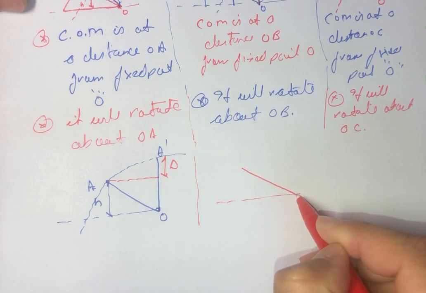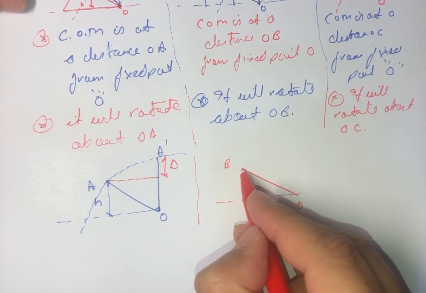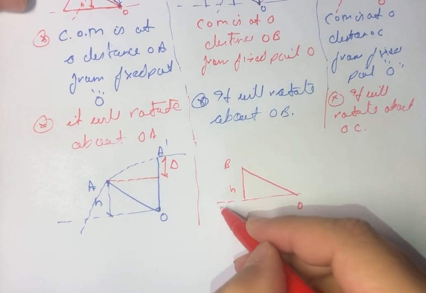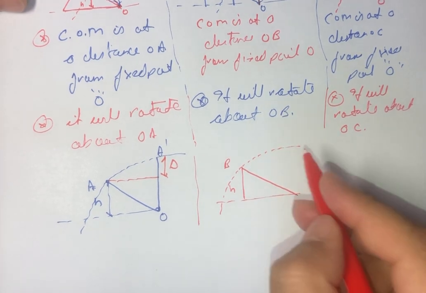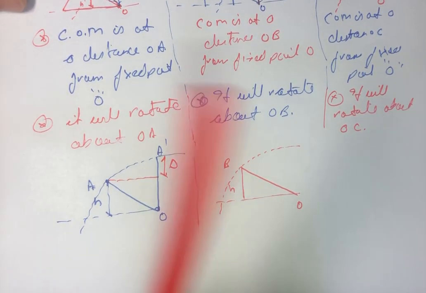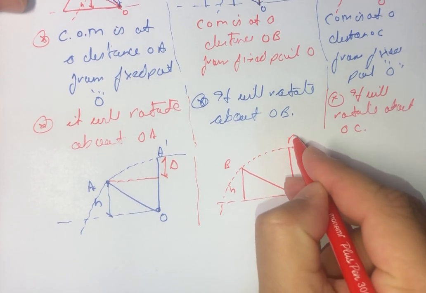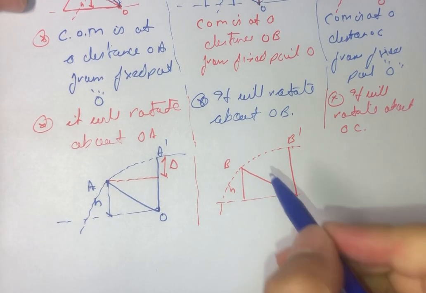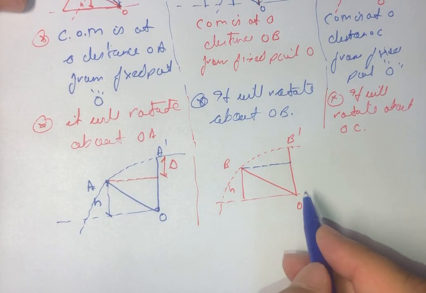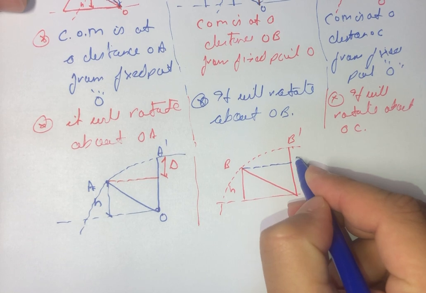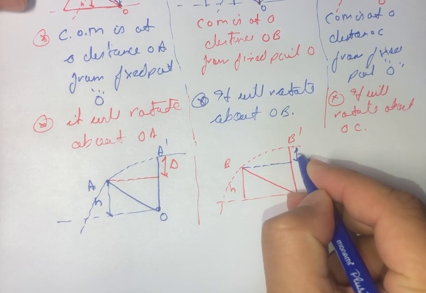Similarly, we can draw it for this square also. This is our point O, this is point B, and this height is given as h. This will be rotating this way, and this is our B prime. If we draw a line parallel horizontally, this will give us delta.